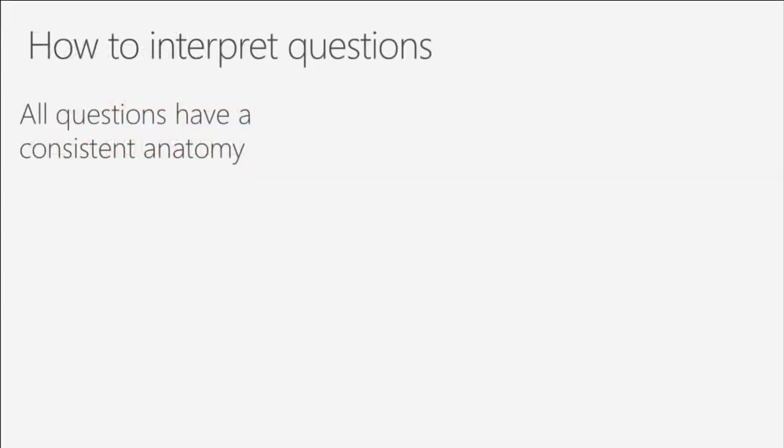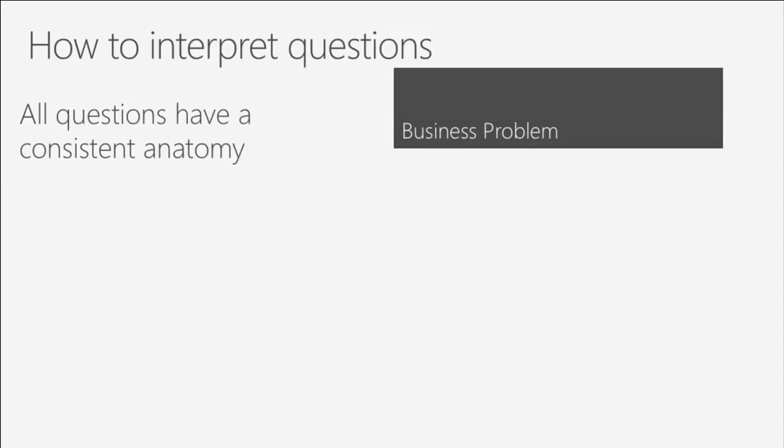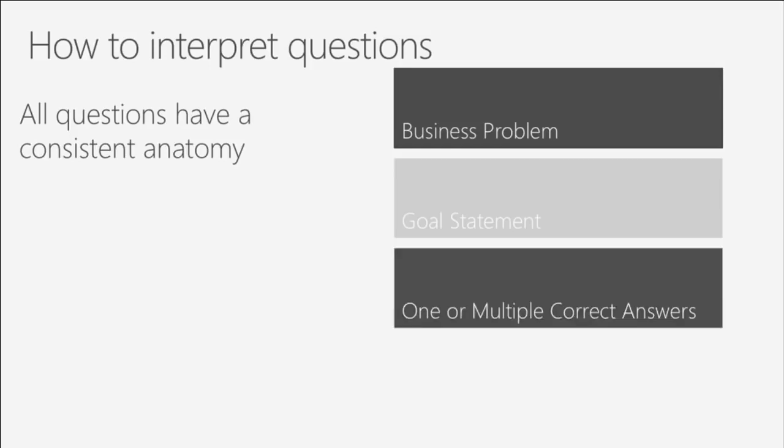Okay, so all questions have a consistency. Again, there's a problem: Bob is the administrator of XYZ Corporation, and so on. Then the goal statement, what they're trying to achieve, with one or multiple correct answers. So you might find "select the best 2 answers." "Select the best answers" is the worst one, because you're not sure: is it 2, is it 3? And sometimes you'll get drag and drop answers.